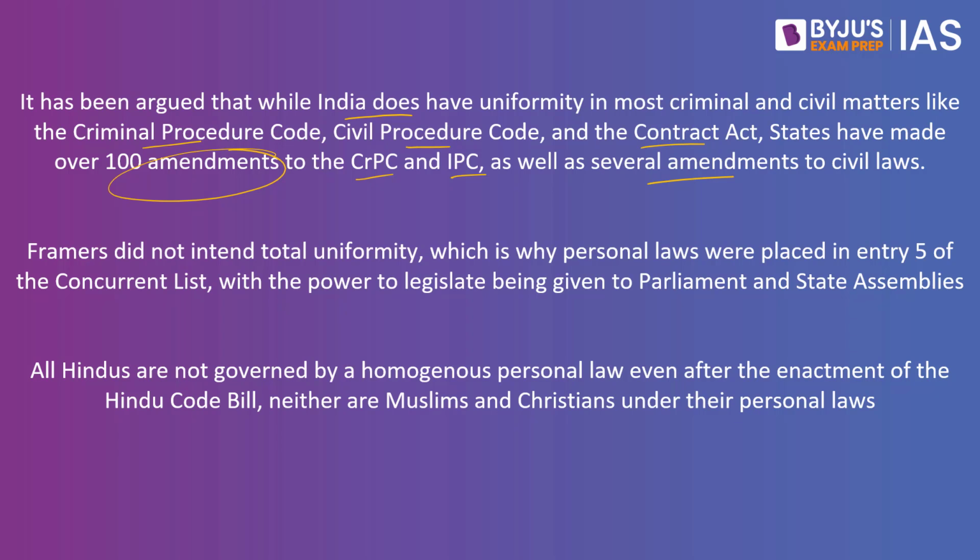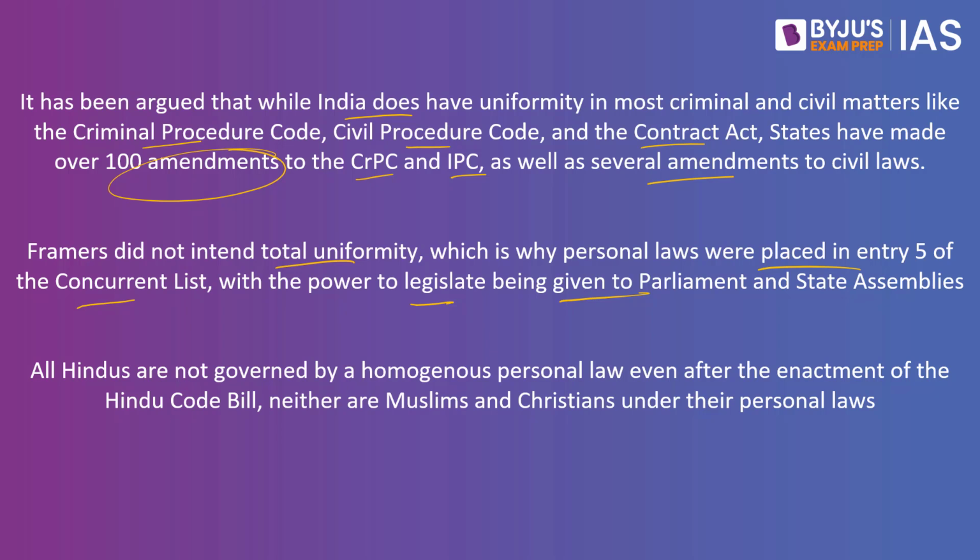The second argument is framers did not intend total uniformity, which is why personal laws were placed in entry 5 of the concurrent list, with the power to legislate being given to Parliament and the state assemblies. When you look into entry 5, what does it speak about? It speaks about marriage and divorce, it speaks about infants and minors, it speaks about adoption, wills, succession, joint family and partition, so on and so forth.